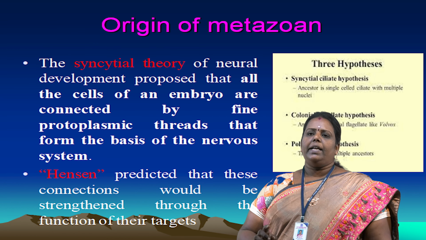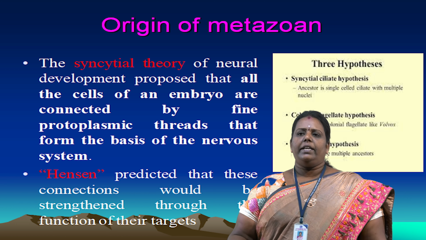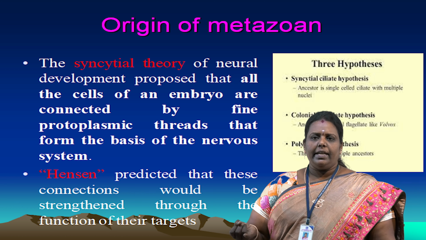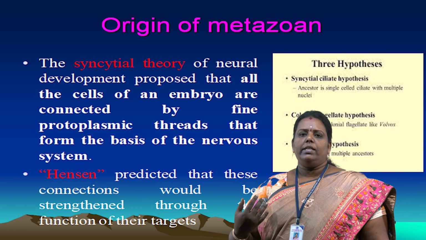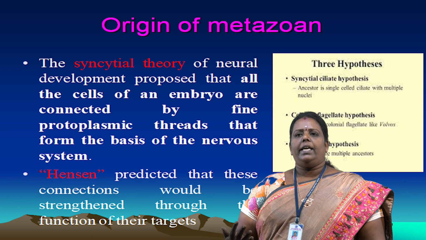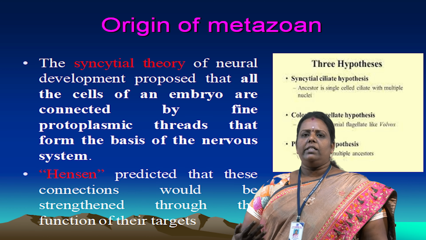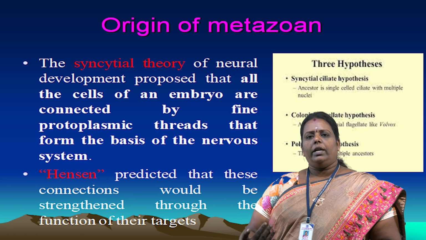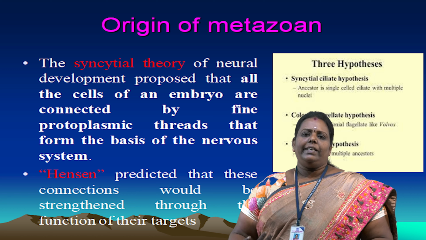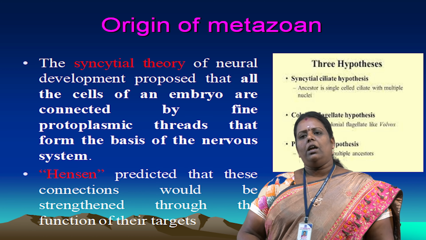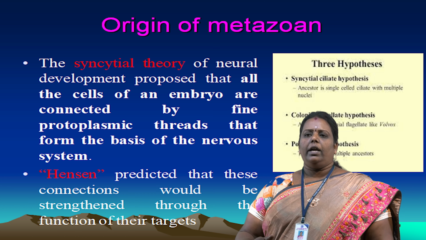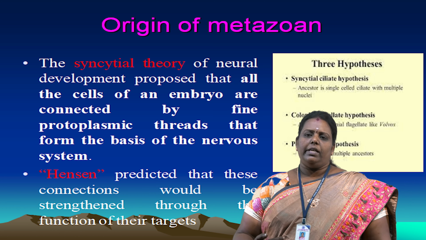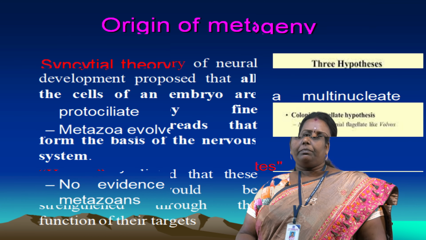To explain the metazoa, most scientists have proposed many theories. One is the syncytial theory, another one is the colonial theory, another one is the polyphyletic theory. Syncytial theory explains neural development. All the cells of an embryo are connected by fine protoplasmic threads, which form the basis of the nervous system. Nervous system means internal organs, how they differentiate. The scientist Hanson predicted this connection would strengthen through function. This theory also explains nervous system disorders, nervous system organization, everything.